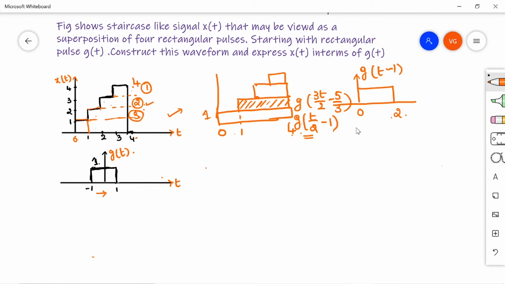Now, moving on to layer 3. Layer 3 is extended from here 2 to 4.